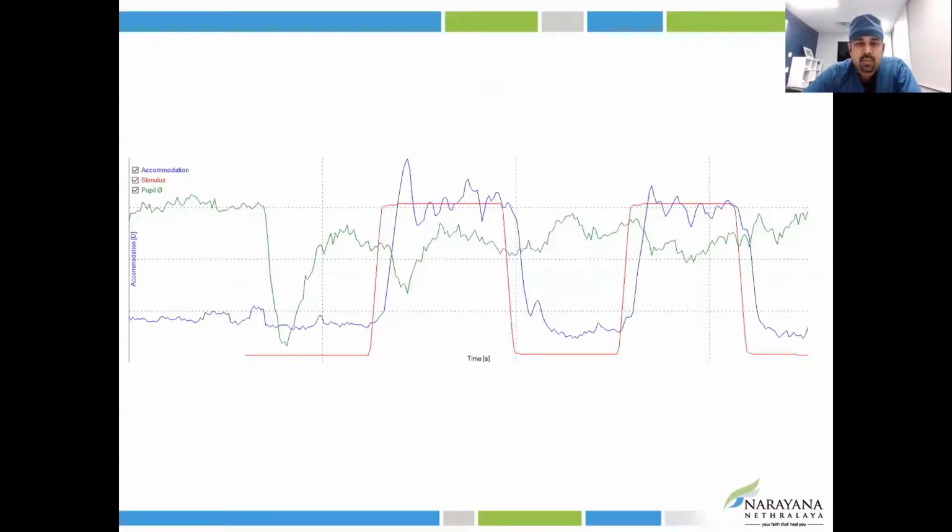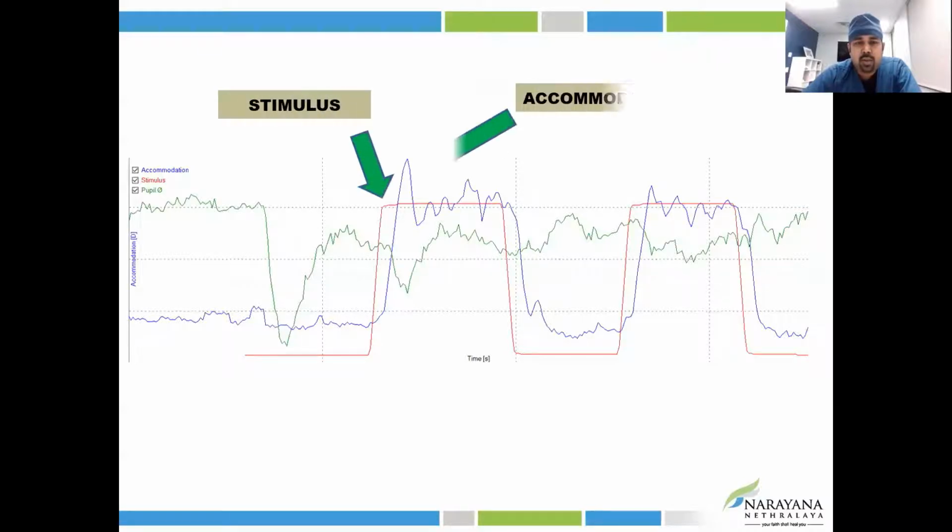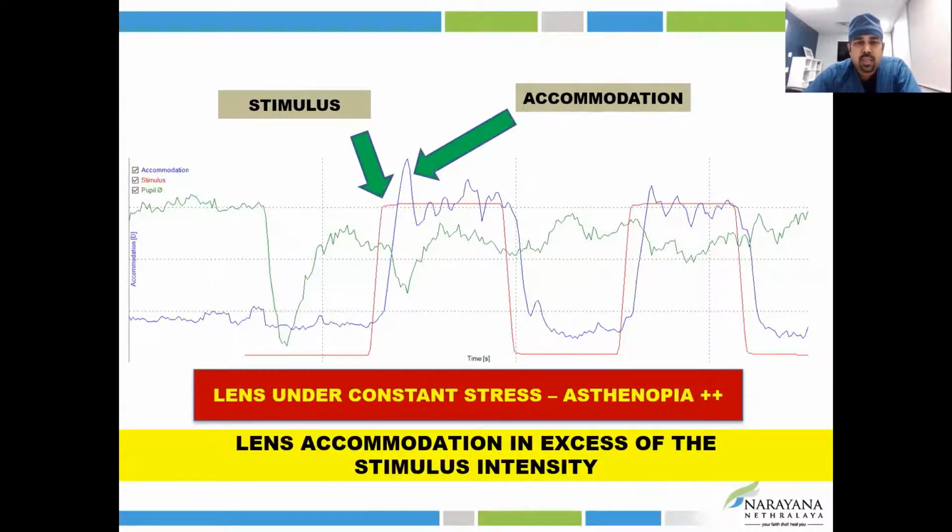And so this is just one image from the Osiris T device, wherein the blue line is tracking the lens accommodation, which is a dynamic accommodation. The red line is a stimulus. So the red line is, say, the +3 diopters of accommodative stimulus, and the blue line shows how much the lens actually accommodates. If you look at this patient, the lens actually accommodates much more than the accommodative stimulus. Which means that the lens is under a constant stress, and the patient can have significant asthenopia because of this.